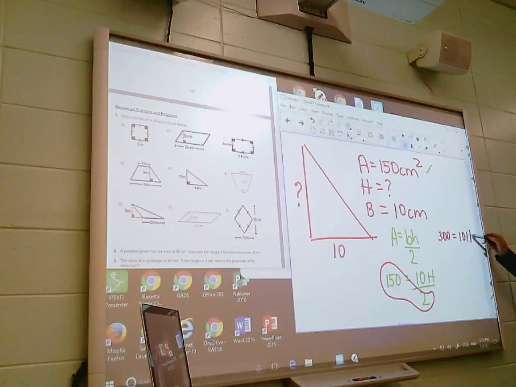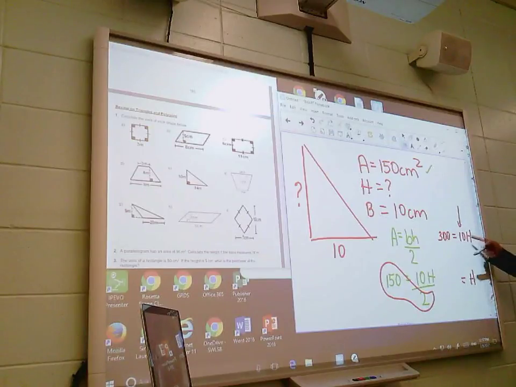I'm almost there. I need H by itself. I want H isolated to the right with a value for it. This will give me the value of my H. How do I remove this 10 algebraically? A number stuck to its letter.